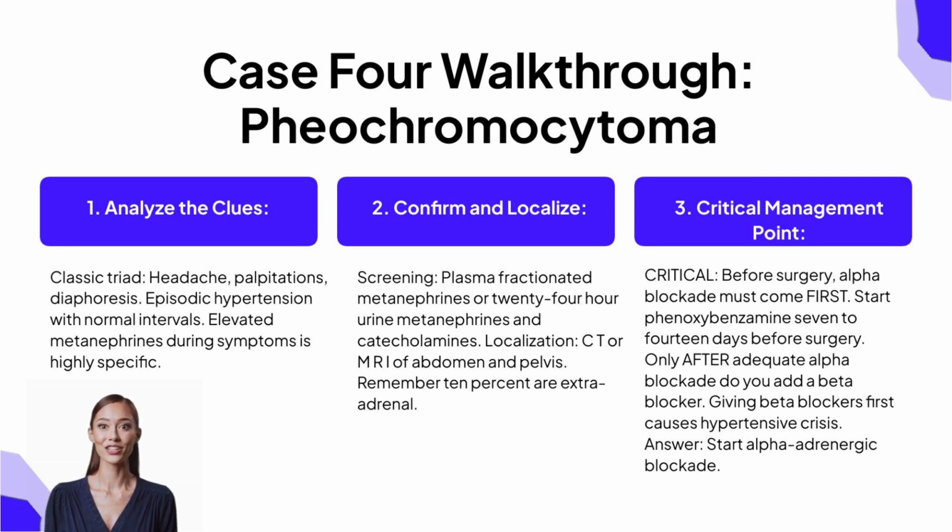This is one of the highest yield points for pheochromocytoma. You must block alpha receptors before doing anything else. The classic drug is phenoxybenzamine, an irreversible alpha blocker started 1 to 2 weeks before surgery.